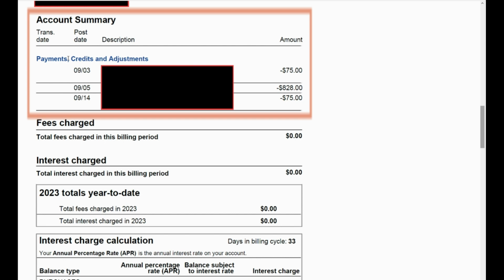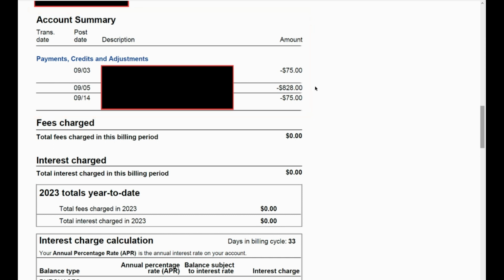So first here you have a list of payments and credits. So I've made 3 sets of payments for $75. Remember earlier it talked about my auto payments that I've been making of $75. But then I also paid an extra $828 this month because I really wanted to reduce the balance on this card.